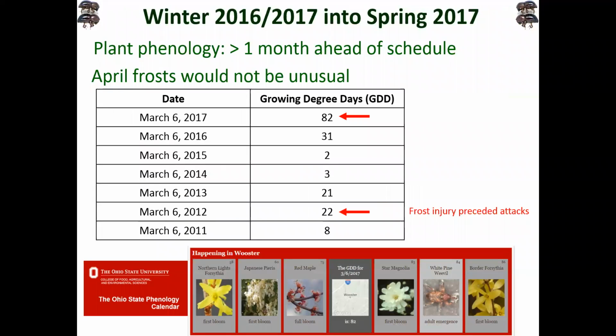Now, currently, we are in the winter of 2016-2017 heading into spring 2017. We are currently a month ahead of schedule, and of course, April frosts would not be unusual. As of yesterday, we were at 82 growing degree days, from the Ohio State phenology calendar. I just wanted to point out that in March 2012, which was a very mild winter, and we had those April freezes, there were significant losses due to ambrosia beetles. So if we have a frost event in April, it could be problematic for ambrosia beetles.